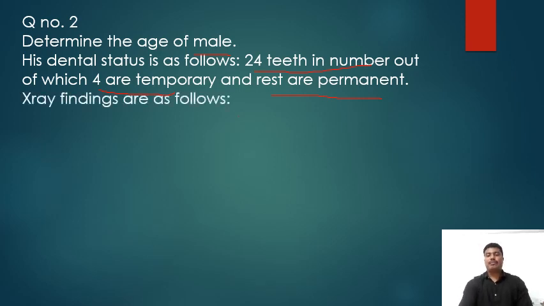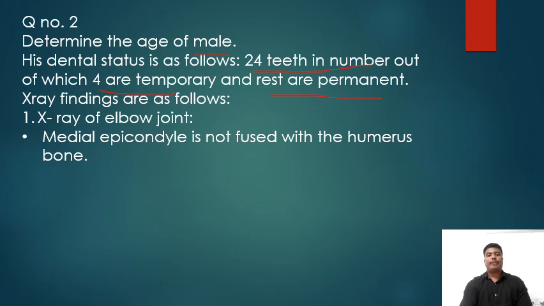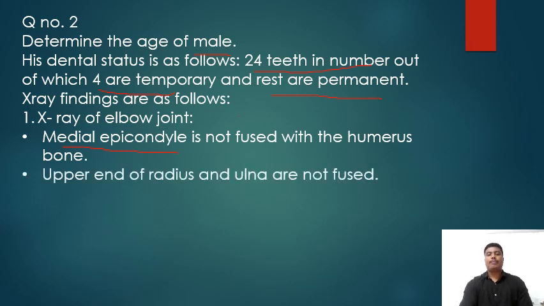X-ray findings are as follows. First, the X-ray of elbow joint. What does the X-ray of elbow joint show? Medial epicondyle is not fused with the humerus bone. So medial epicondyle has appeared, but it has not fused. It fuses at the age of 14 years. Okay. The second finding is upper end of radius and ulna are not fused. So upper end of radius and ulna, that is elbow joint, fuses at the age of 16 years.